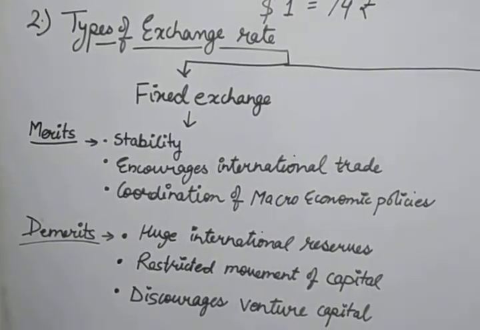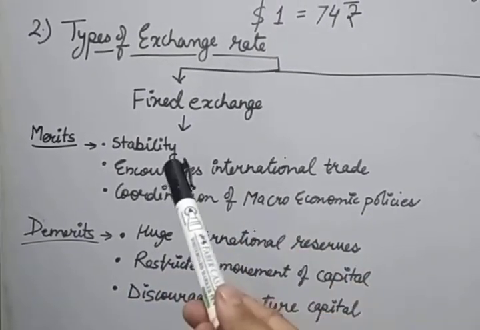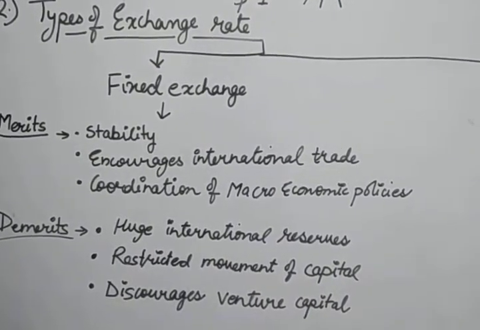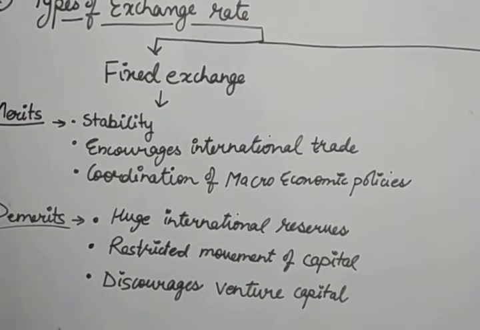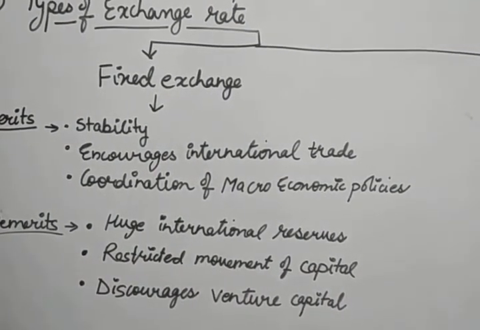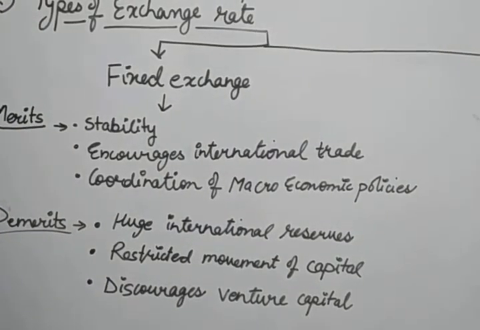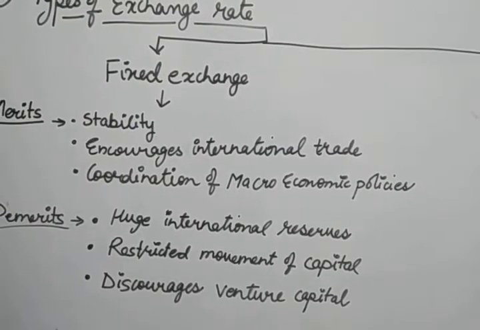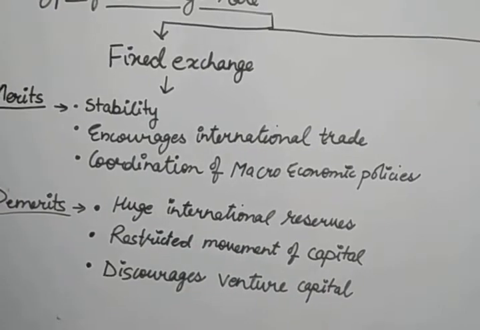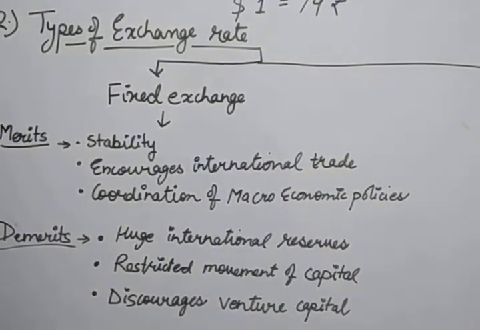Now what are the merits of this system? First merit of the fixed exchange rate system is stability. It ensures stability in the exchange market or international money market, and day-to-day fluctuations are avoided because the rate is fixed in terms of gold. So it helps in the formulation of long-term economic policies relating to exports and imports, so there will be stability in the international market.